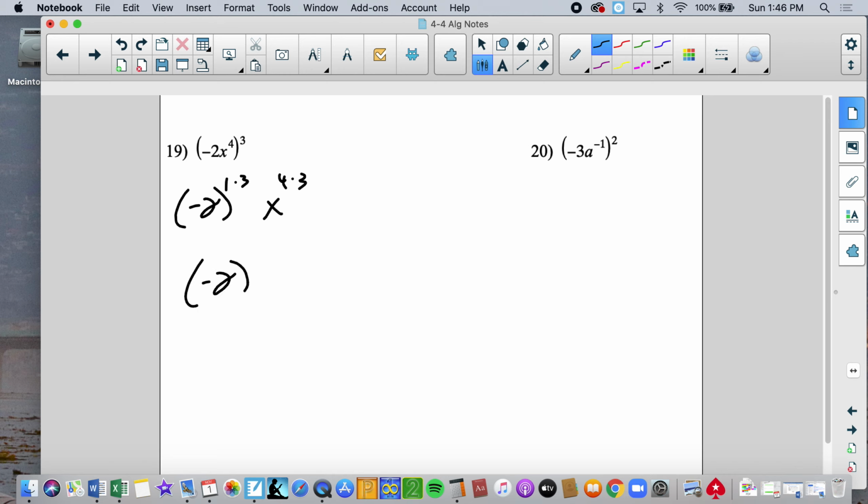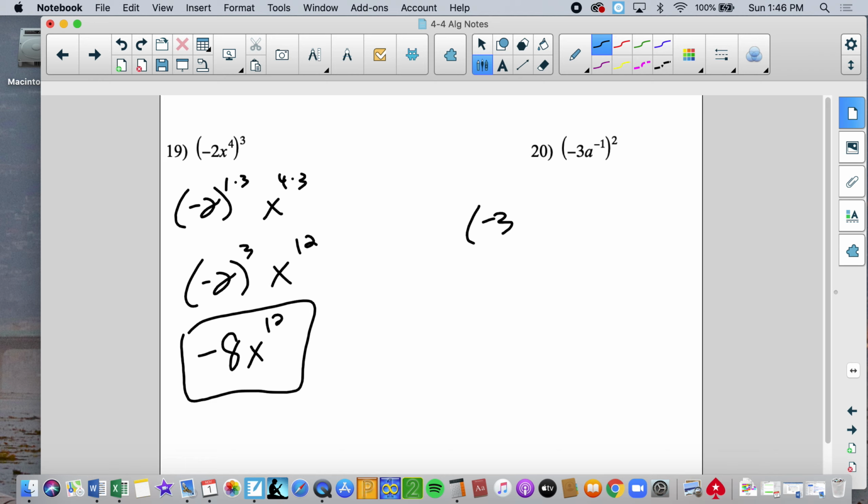That's negative 2 to the 3rd, x to the 12th. Negative 2 to the 3rd is negative 8, x to the 12th. Do not move it into the numerator and denominator. It's just a negative coefficient, not a negative exponent. Whoa, look at 20. We got negative coefficients, negative exponents.